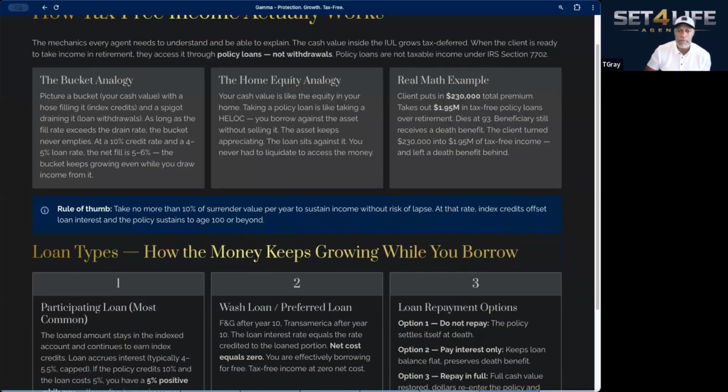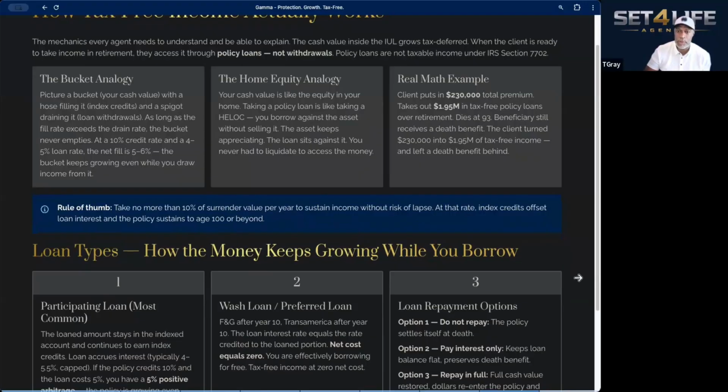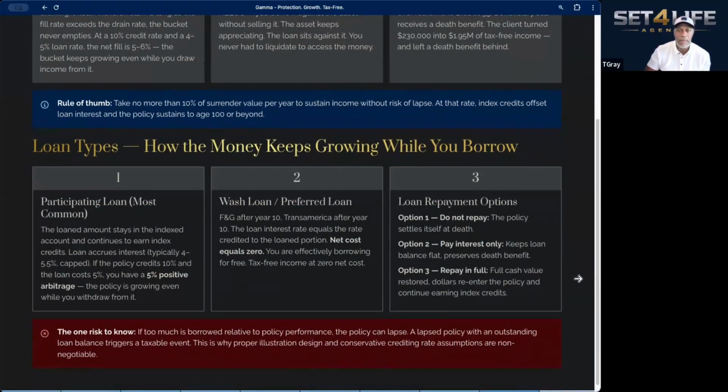Now, of course, there's a rule of thumb. You never want to take more than 10% of the surrender value a year so that you don't make the policy lapse, but that's how that goes.